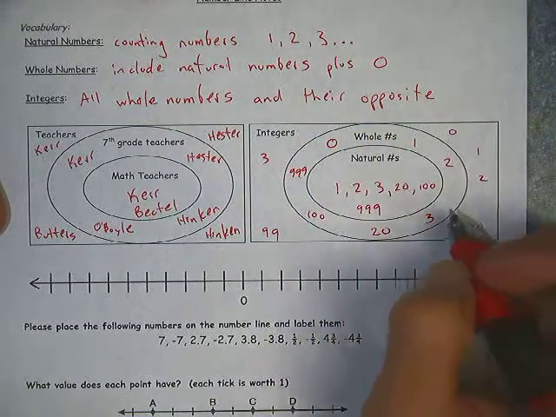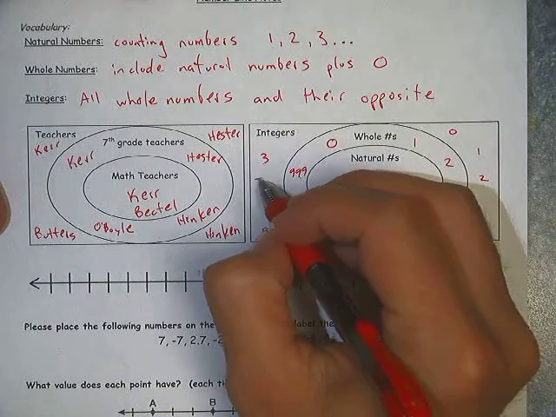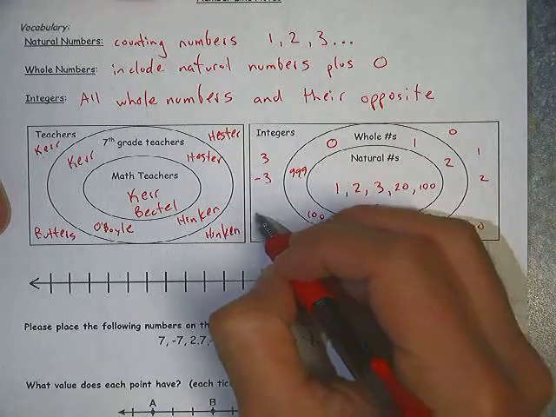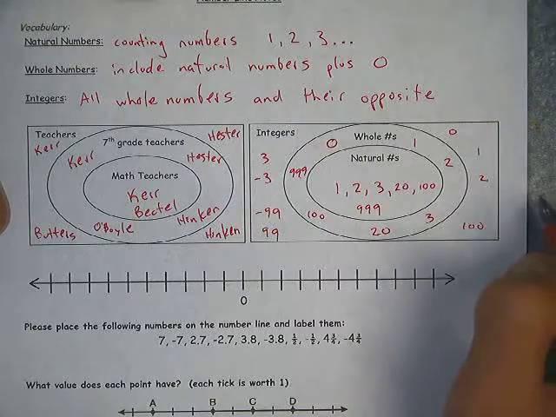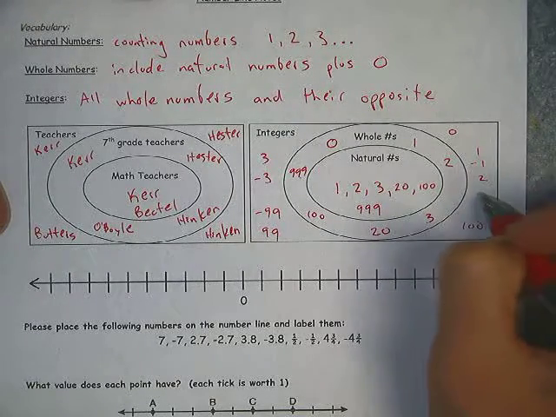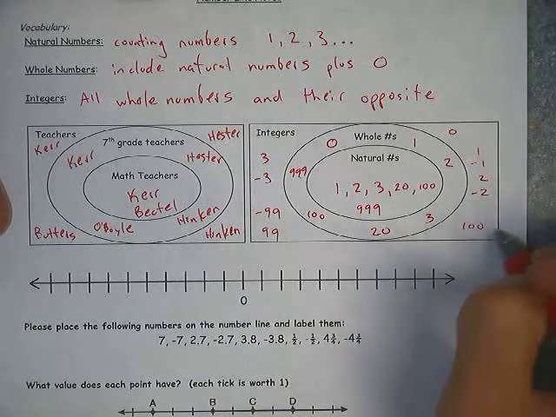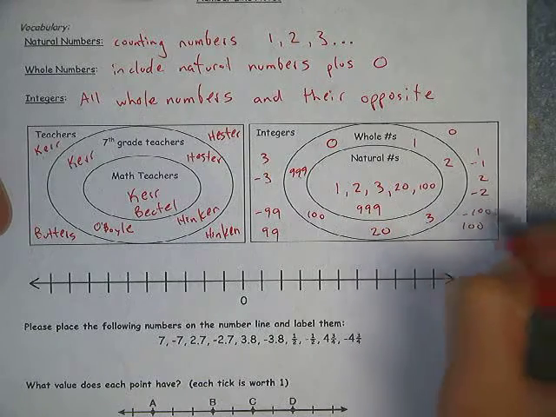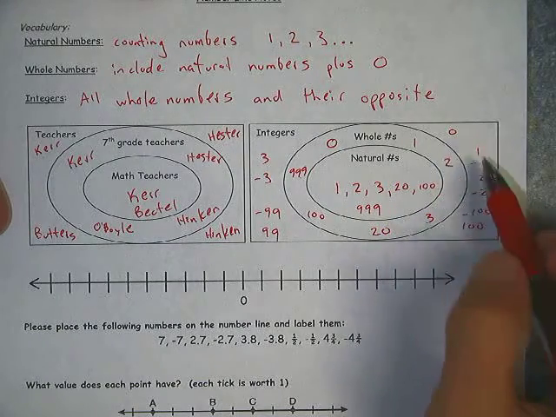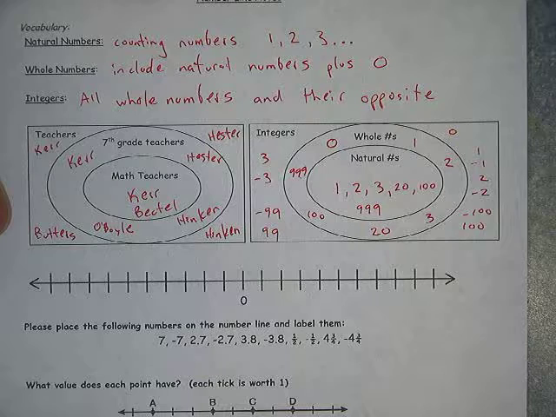It's also their opposites. And the opposite of a positive whole number is a negative whole number. So 3 and negative 3, 99 and negative 99. 1 and negative 1, 2 and negative 2, 100 and negative 100. Now you might notice that I skipped 0.